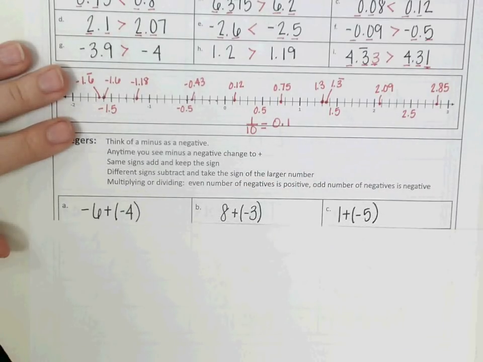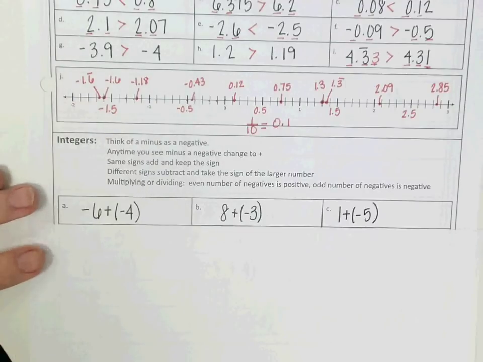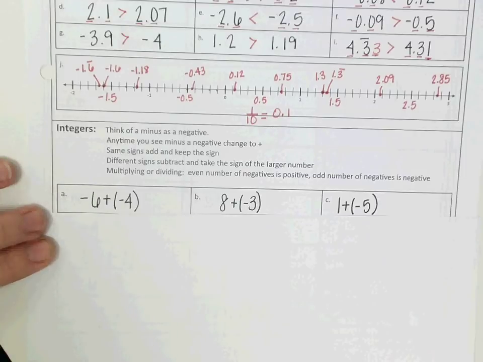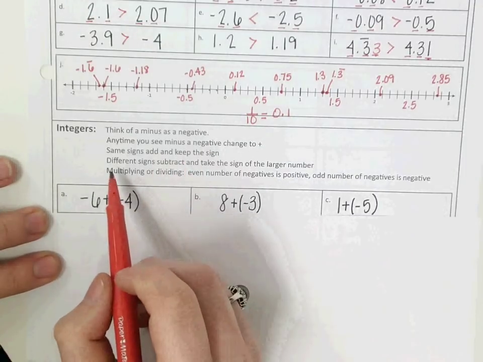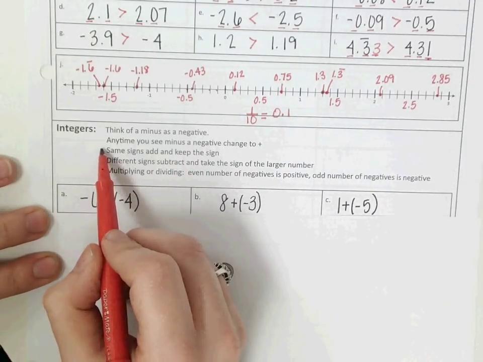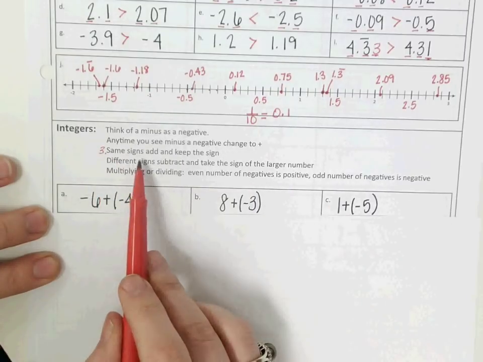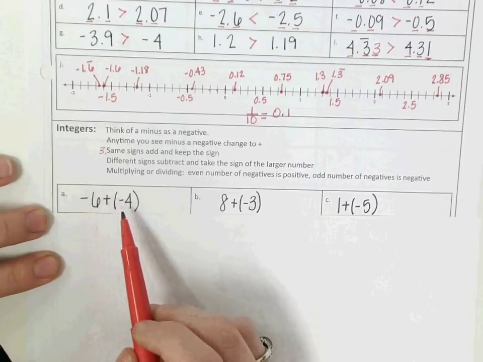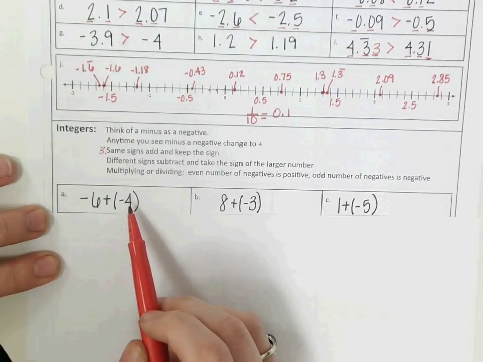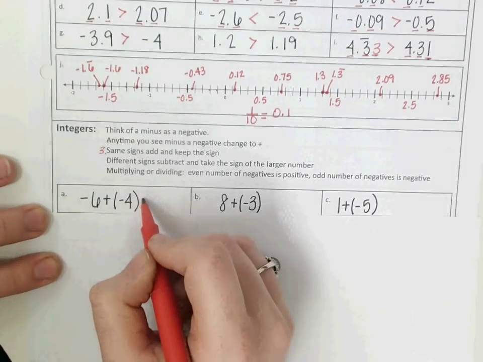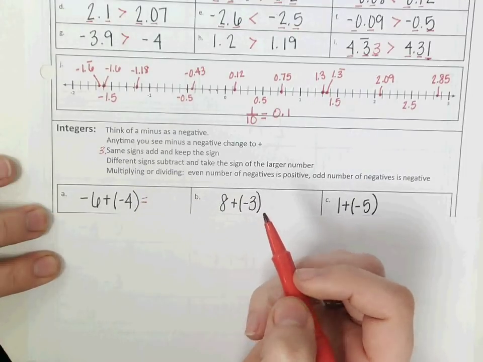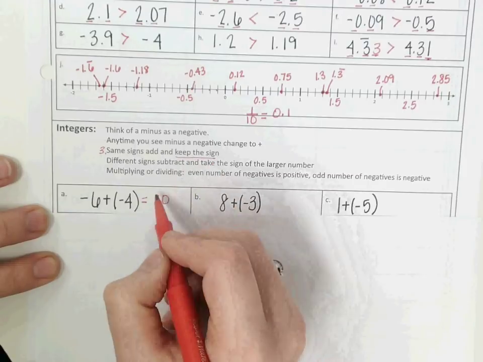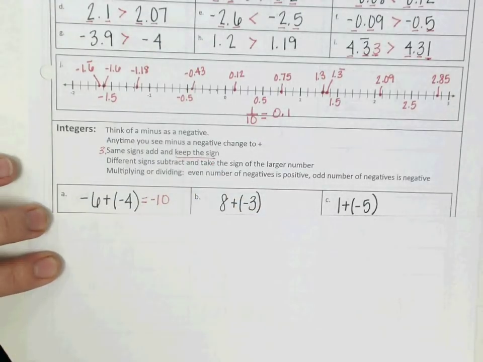So let's go to our first row here. Part A, we have negative 6 plus negative 4. So our rule that we're going to use here is rule number 3. It says same signs, we add them, and then keep the sign. So since negative 6 and negative 4 are both negative, they have the same sign. So all we have to do is add 6 and 4 to get 10, and then it says keep the sign. So that means it's going to stay negative.